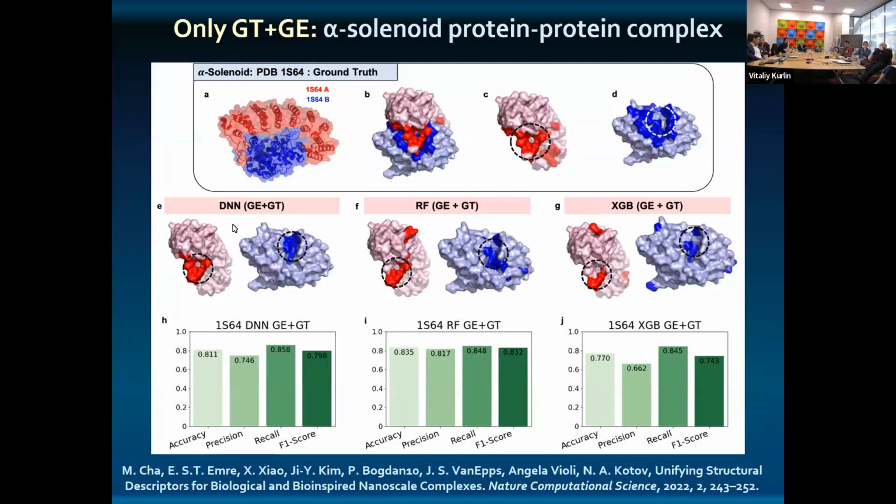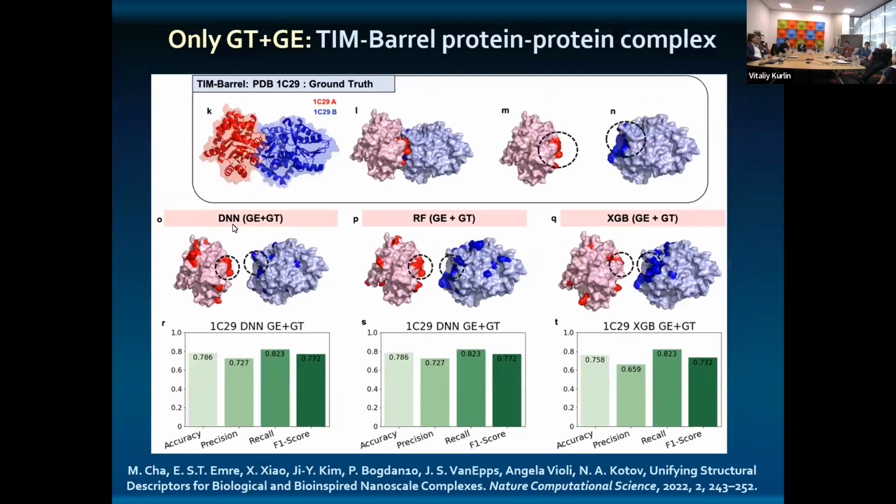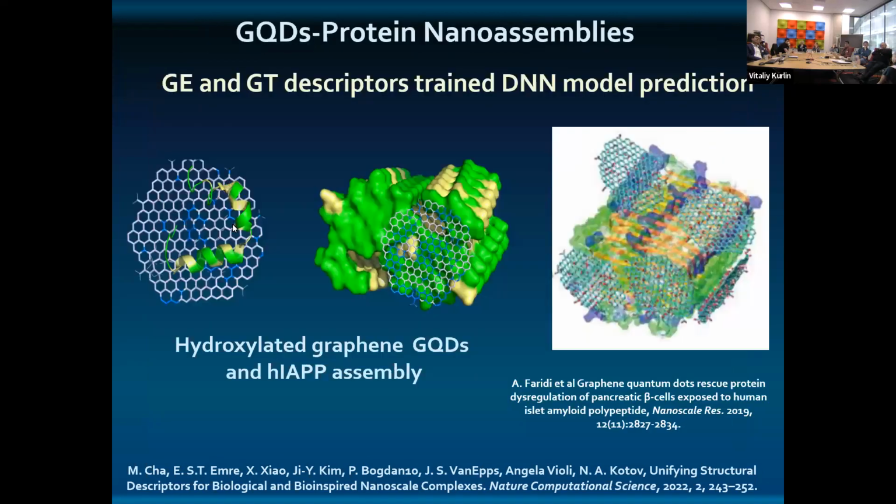And we tested it. I'll move a little faster. We tested it on the proteins that are not a part of the training set, and predictions are actually very good. The ground truth and the predicted interaction sites match quite well. They match also on a number of different proteins.